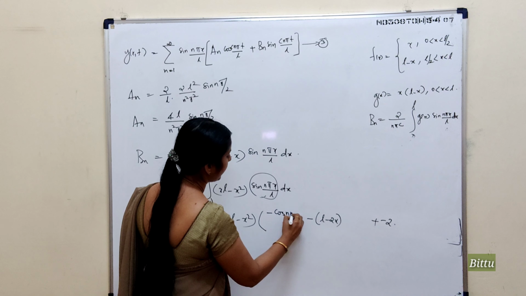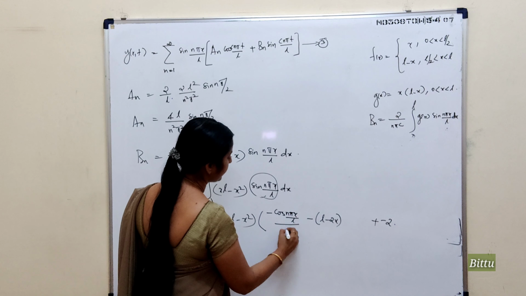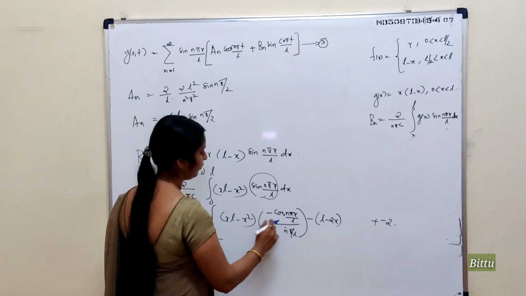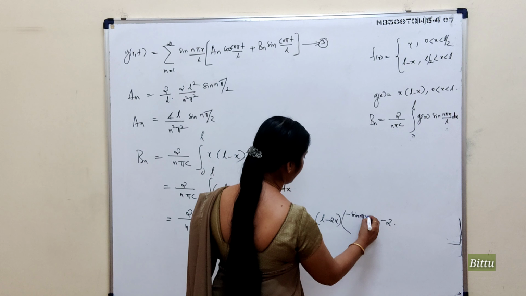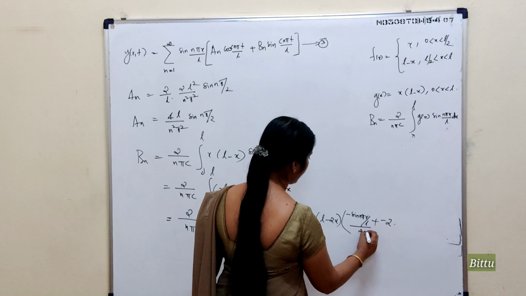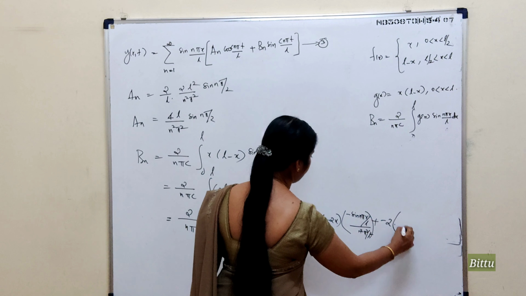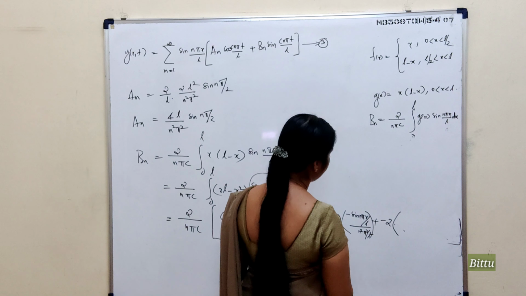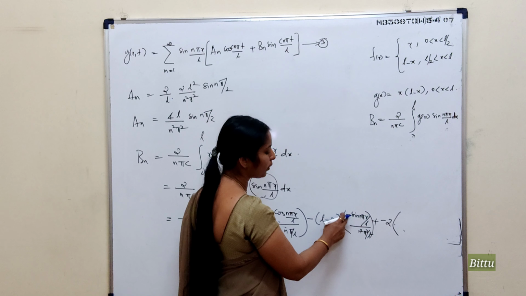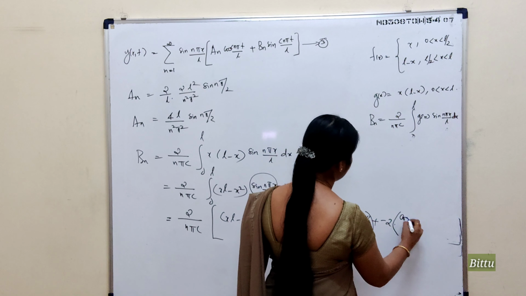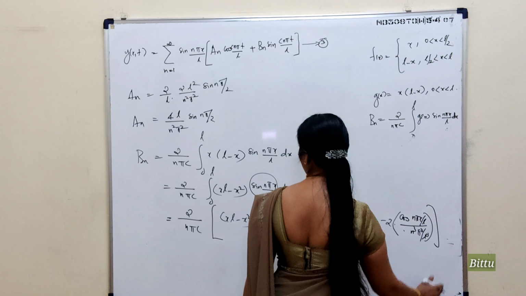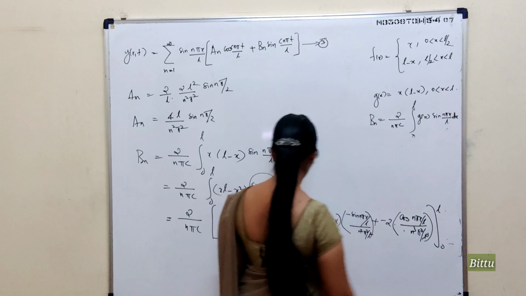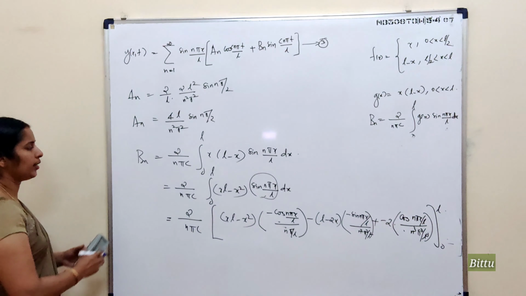Minus cos n pi x by L by n pi by L. You write its integral, that is minus sin n pi x by L by n square pi square by L square. You write its integral here. Its integral sign is minus cos, so minus minus will be plus, and it is cos n pi x by L by n cube pi cube by L cube, and its limit is from 0 to L. See, its integration is over.